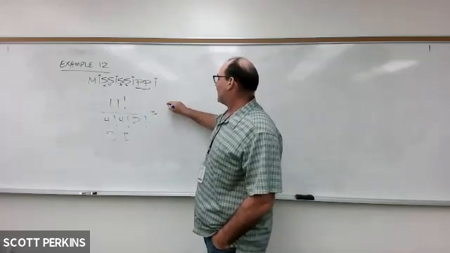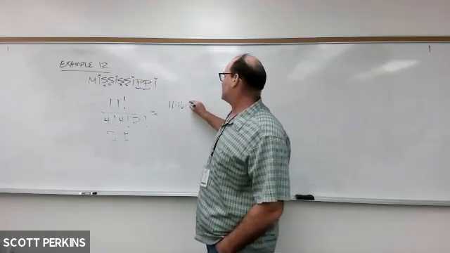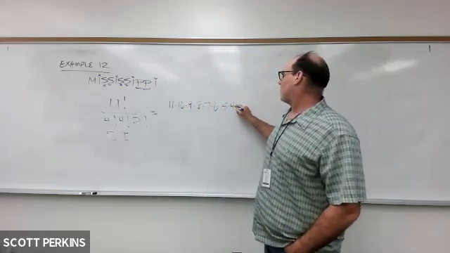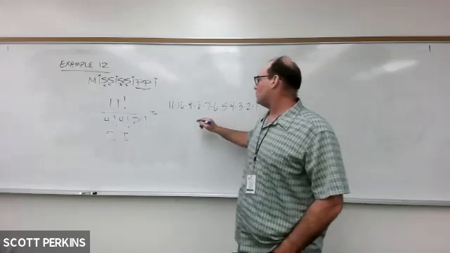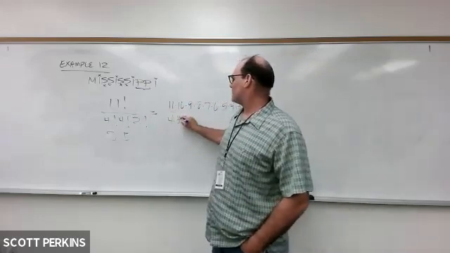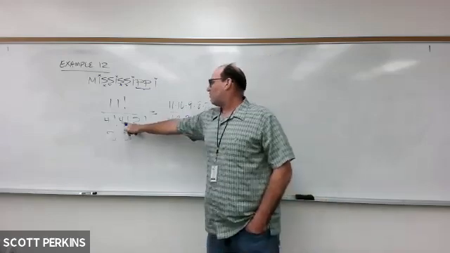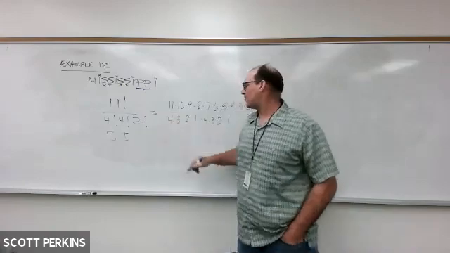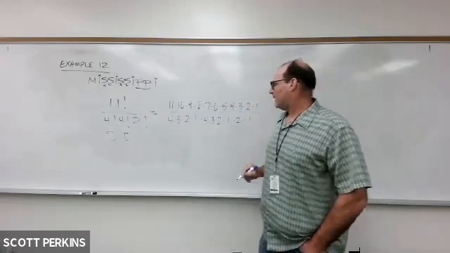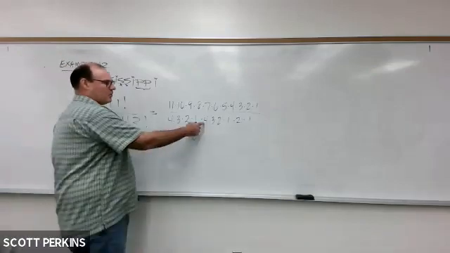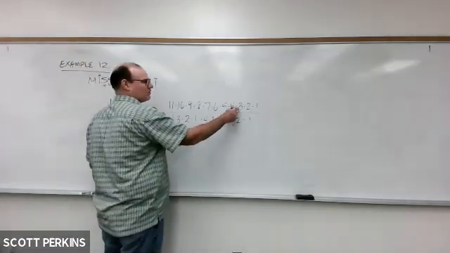So here we go. 11 factorial is 11 times 10 times 9 times 8 times 7 times 6 times 5 times 4 times 3 times 2 times 1. Woo! 4 factorial, 4 times 3 times 2 times 1. 4 factorial. And then 2 factorial. And now it's just a cancel party. So this 4, 3, 2, 1, I'm going to cancel with this 4, 3, 2, 1.